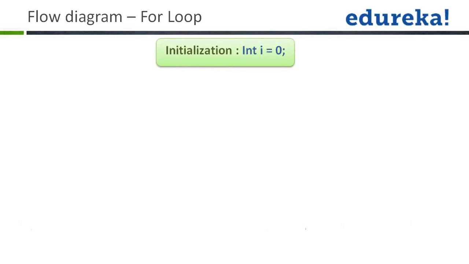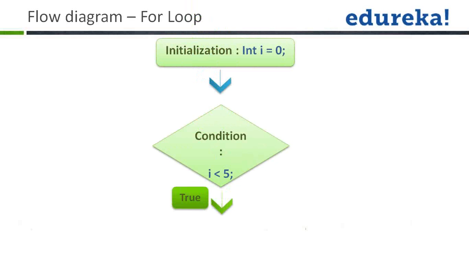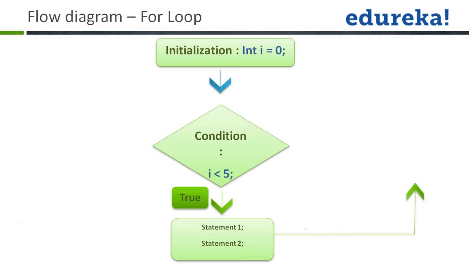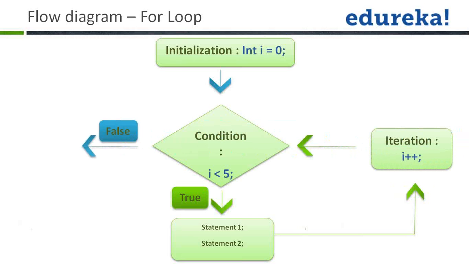Now the flow diagram: initialize the variable. Check the condition. If it is true, execute the statements and increment the value as well. This cycle will keep on revolving. Then one time the condition is false. After that, it gets out of the loop. It is the end of the loop. I hope you are quite clear with the flow diagram as well. It is quite simple to understand.